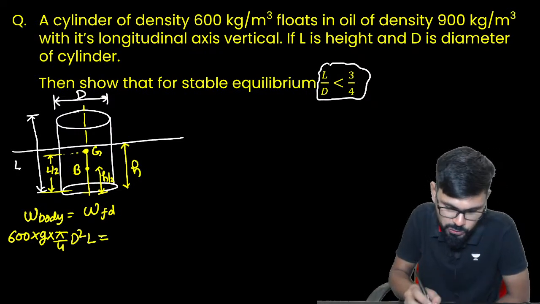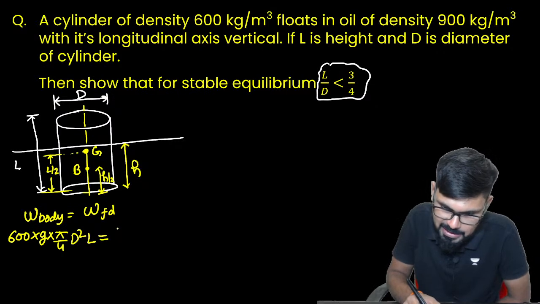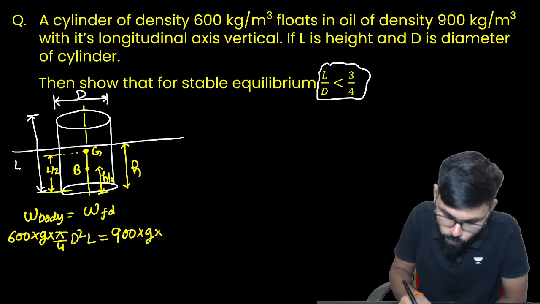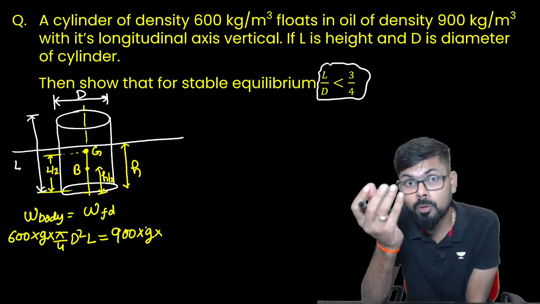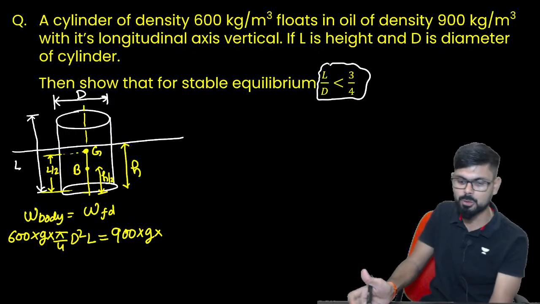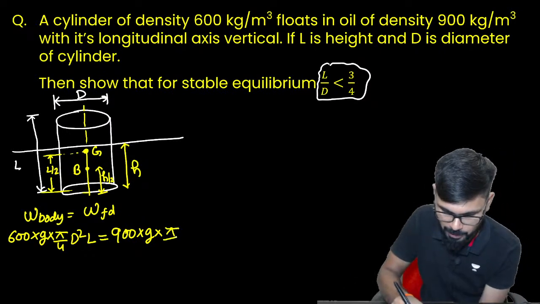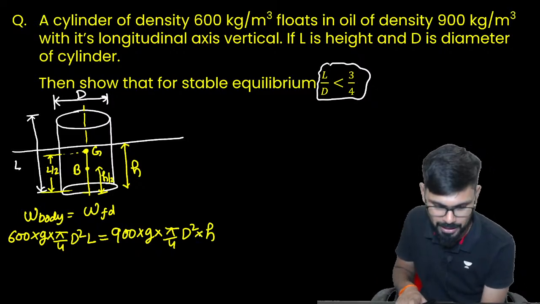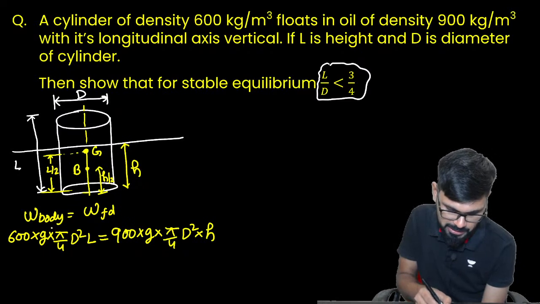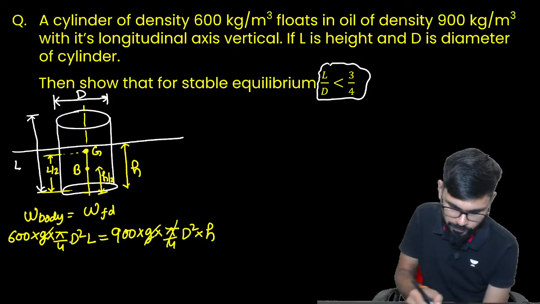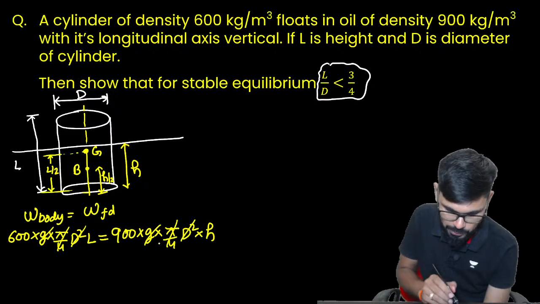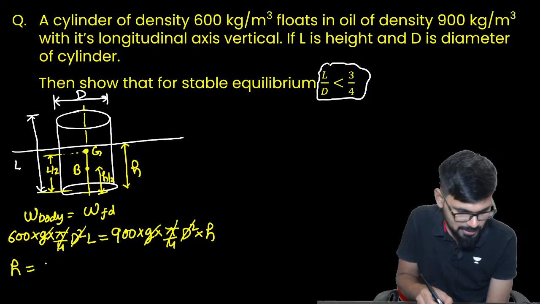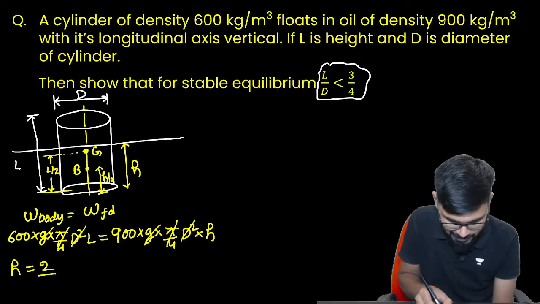Is equal to, now what is the density of oil? Oil 900 into g into the volume of the oil displaced. How much oil is displaced? Oil displaced is pi by 4 d square into H. Now you see g cancels out, pi by 4 and d square cancel out. So basically H value will be 6 by 9, 6 by 9 means 2 by 3. Correct, absolutely right.